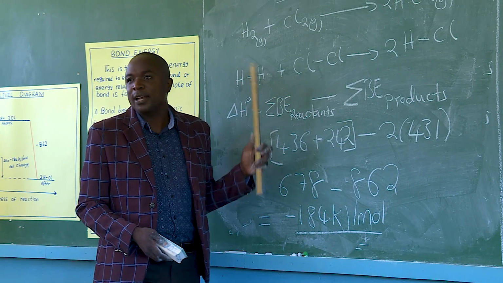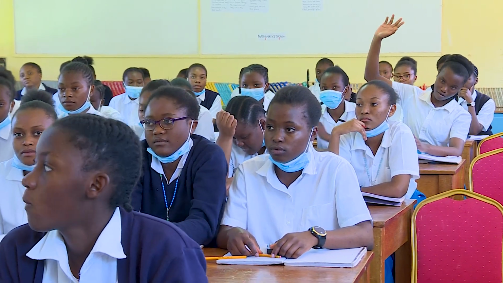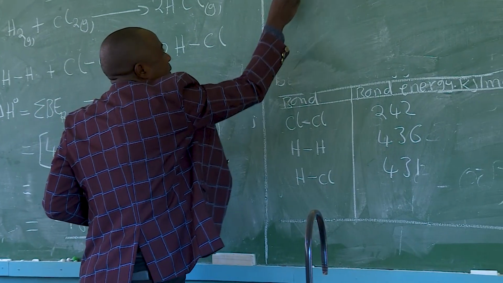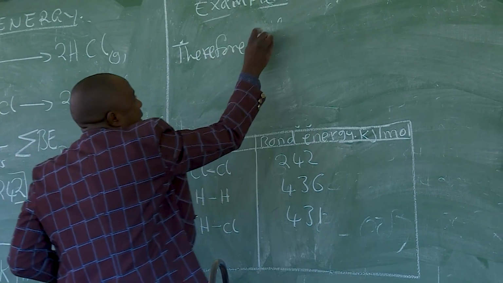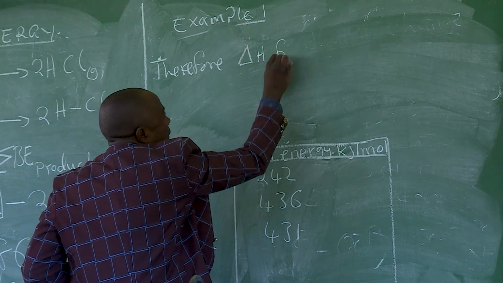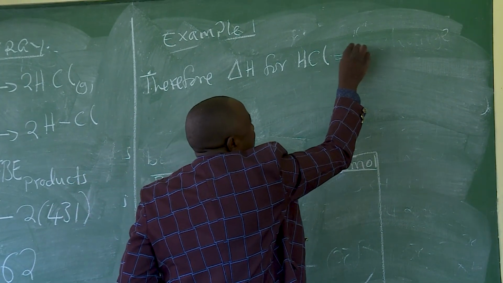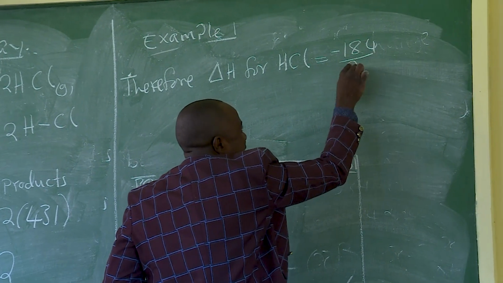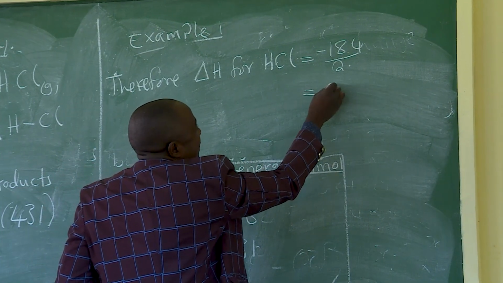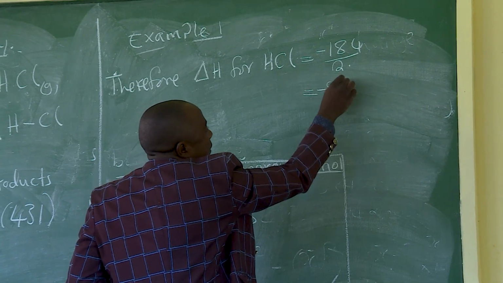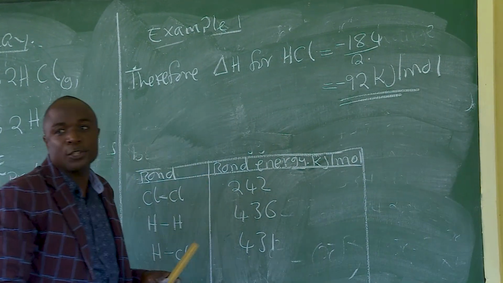So, what about 1 mole of hydrogen chloride gas? How much is it going to take? So, what happens here is this. Therefore, delta H for 1 mole of hydrogen chloride would be equal to negative 184 divided by 2. Are we getting the concept? Yes. Divided by 2, giving us negative 92 kilojoules per mole.